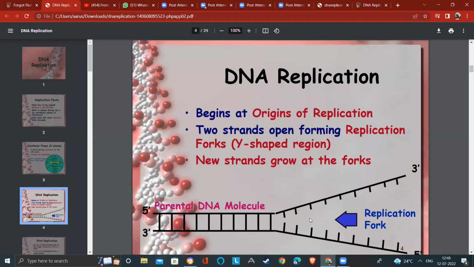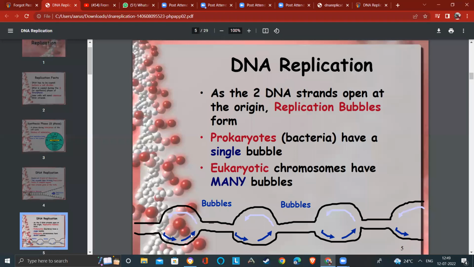You can see the DNA strands open up, and it's a continuous procedure where the DNA opens up and you can see the replication bubble formation. These replication bubbles, you can see in prokaryotes a single bubble, and in eukaryotes you can see many bubbles. So this one is representing the eukaryote, I can say.